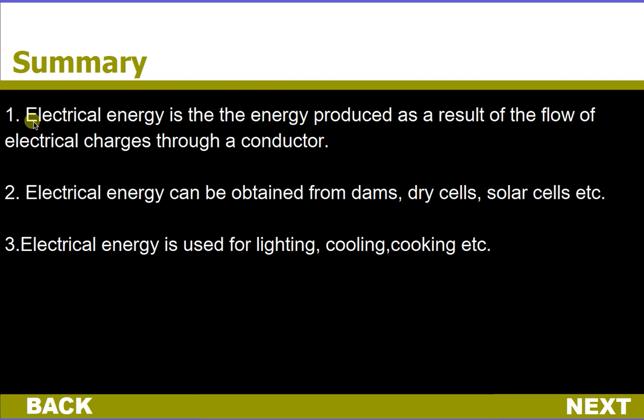We want to end our lesson by noting down these points. 1. Electrical energy is the energy produced as a result of the flow of electrical charges through a conductor. 2. Electrical energy can be obtained from dams, dry cells, solar cells, etc. And then 3. Electrical energy is used for lighting, cooking, and cooling, and we can have several others too.